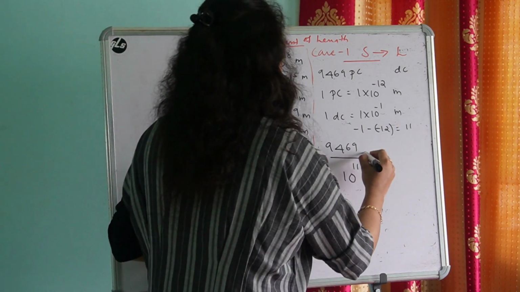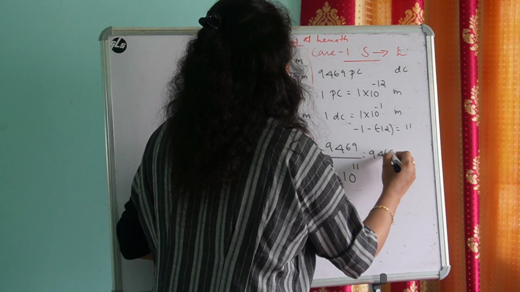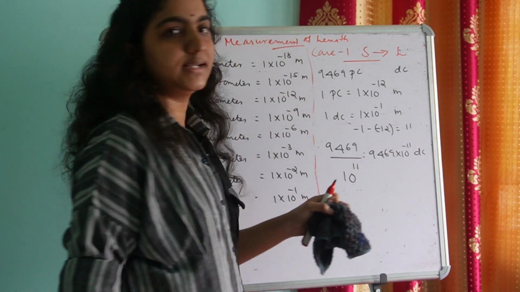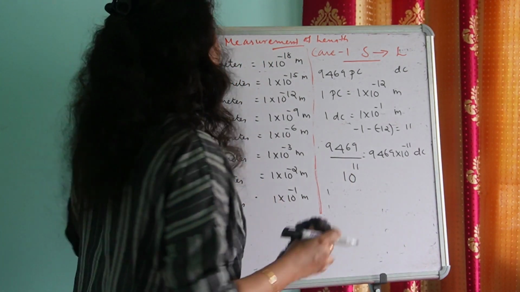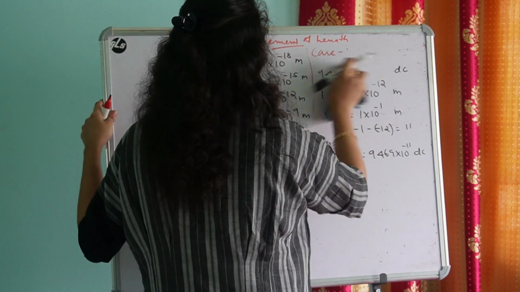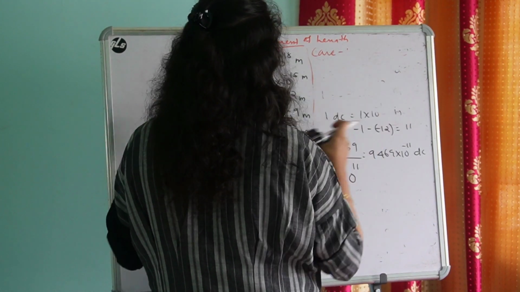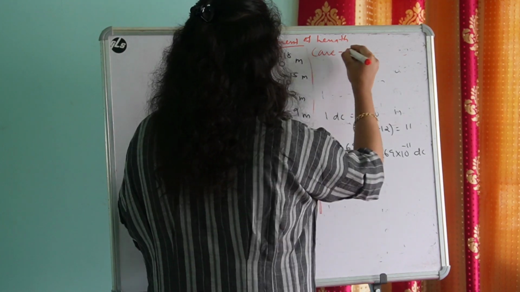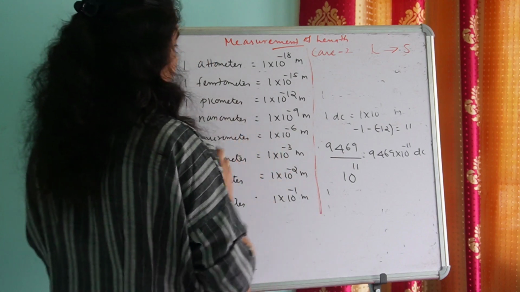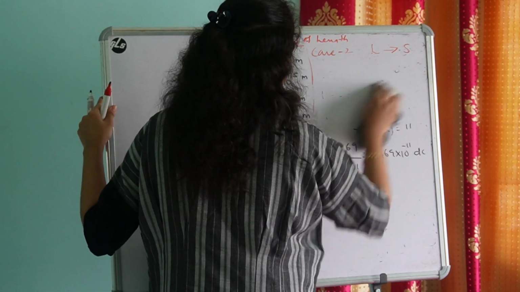So it becomes 9469 into 10 power minus 11 decimeter. Is it clear? That was case 1. Suppose case 2 is asked, that is, the value is given in a larger unit and you are asked to find it in a smaller unit. So let's see.